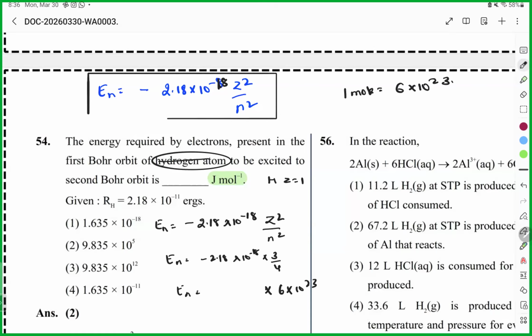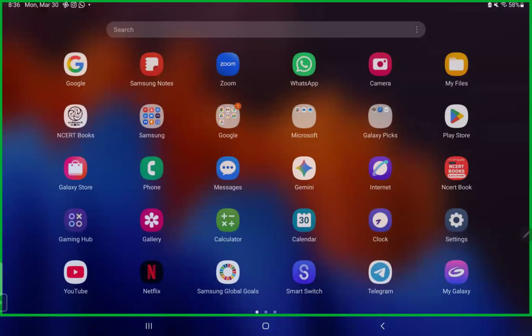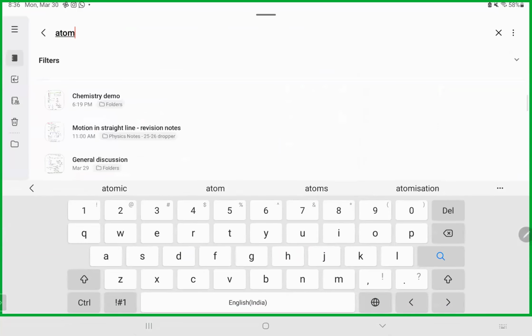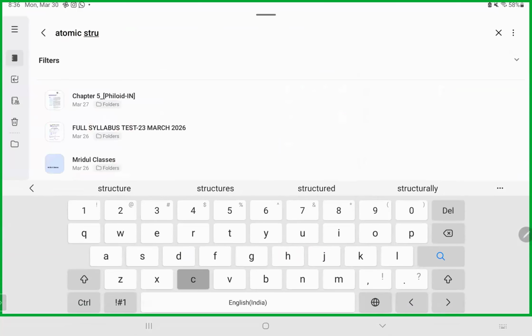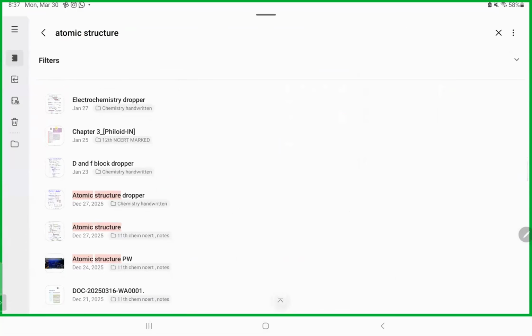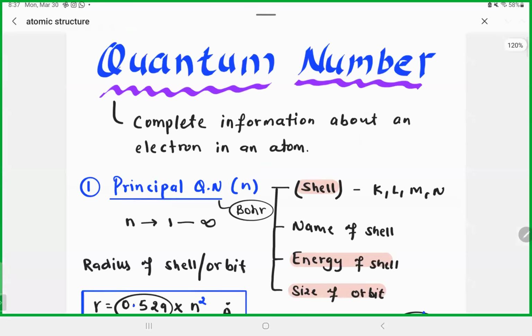Anybody have question? Let me know. And also, because I did this in the class, I will show you atomic structure, this quantum number only.